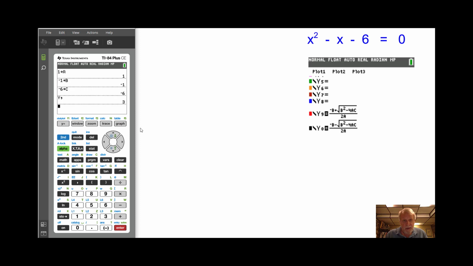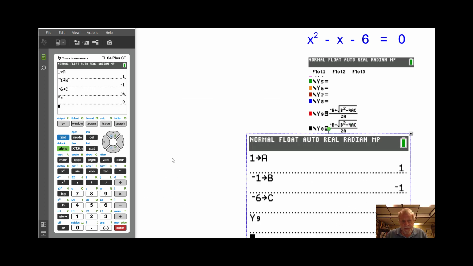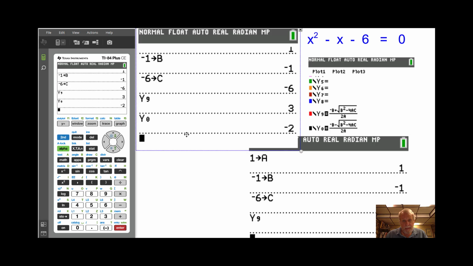And there's the 3. And then when I bring up y0, alpha trace, and find y0, it's going to again evaluate using these current values, and we're getting -2. So this is what I call the poor person's quadratic formula.